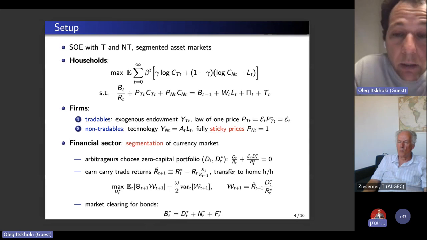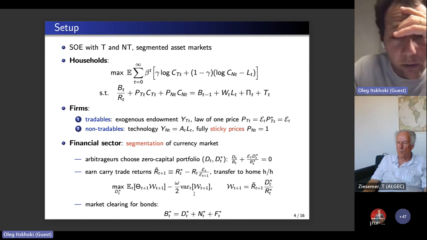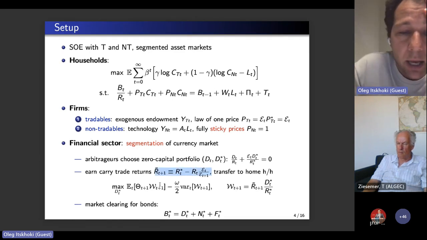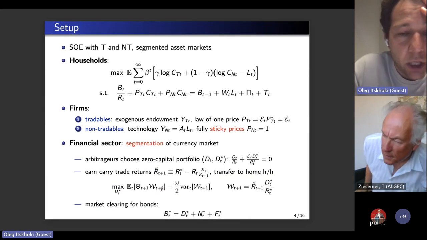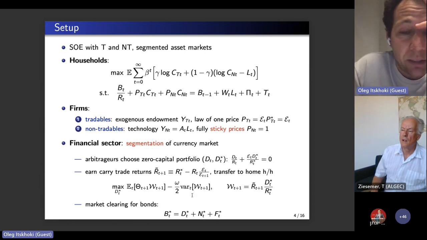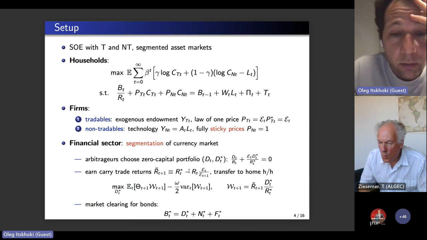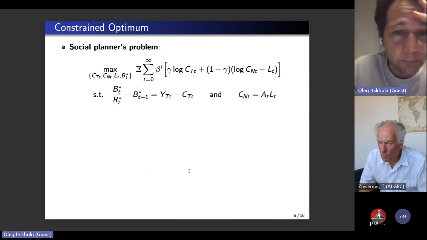And so I will talk a little more about the specific problem that the arbitrageurs solve, but they maximize a return on a portfolio that's essentially a carry trade. It's long dollars and short home currency, or vice versa. This is the return on the carry trade, and they maximize the portfolio, which does the carry trade investment, and there is a penalty for the risk of that portfolio, and omega is like a risk aversion. We're going to talk a little more about it in a couple of minutes.